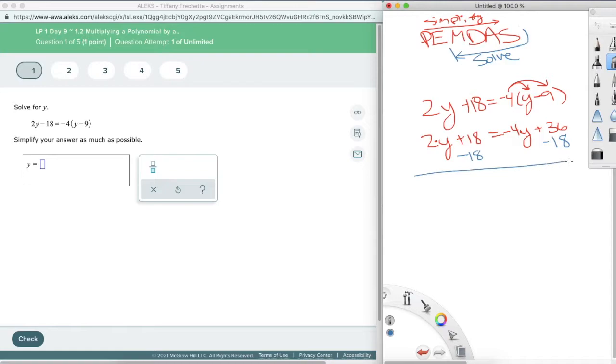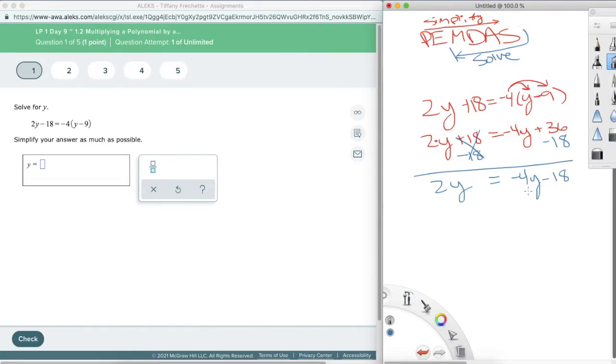Okay, so I'm going to put 2y, 18 minus 18 cancels, we have negative 4y, and with this one, negative 36 minus 18, which actually gets me 18 again, right? So that's pretty fun when that happens. Why not? All right, so now I have a variable on both sides.